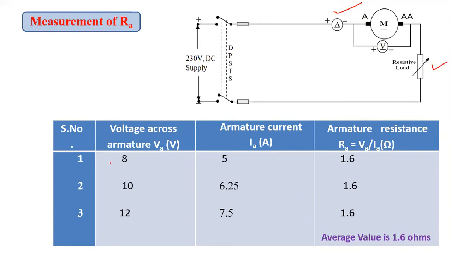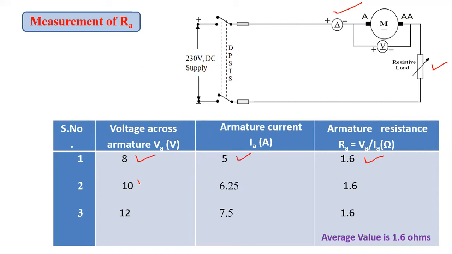We are applying 8 volts, and we check what current is flowing. Once you know the voltage and the current, then resistance R is equal to V by I, that is, the armature resistance equals VA by IA: the voltage applied across the armature and the current flowing in the armature. VA by IA is 8 by 5, that is 1.6 ohm.